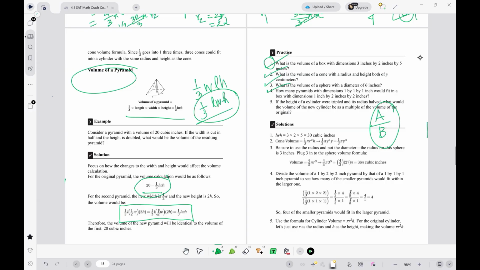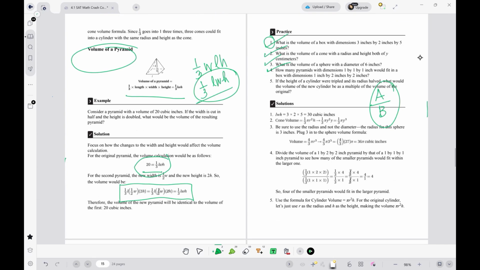So you just need to divide the volume of the pyramid into the volume of the box. That's it. That is how you solve the problem.